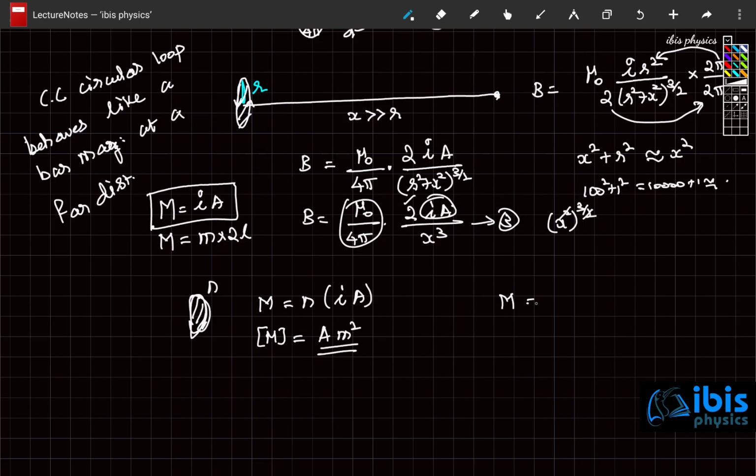Now we have seen magnetic moment is current into area, which is also equal to pole strength into 2L. So the unit of magnetic moment is ampere meter square. The unit of pole strength is ampere meter, because when it is ampere meter and this length is meter, hence we get ampere meter square as the unit of magnetic moment.